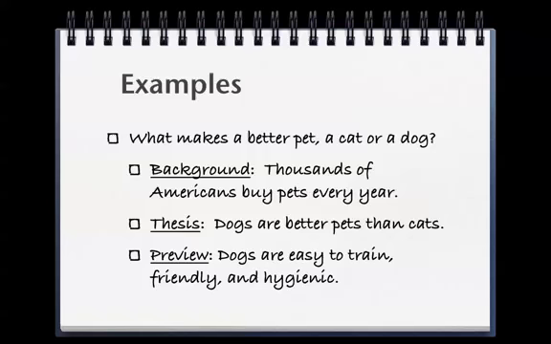We have my thesis from in class. Dogs are better pets than cats. And then I need a preview. Well, we talked about 3 things in my examples in class. We talked about how they were better for training, they were friendly, and that they were more hygienic. So my preview is dogs are easy to train, friendly, and hygienic. I'm not giving away any of my Freds or specific information, but just sort of a general idea.